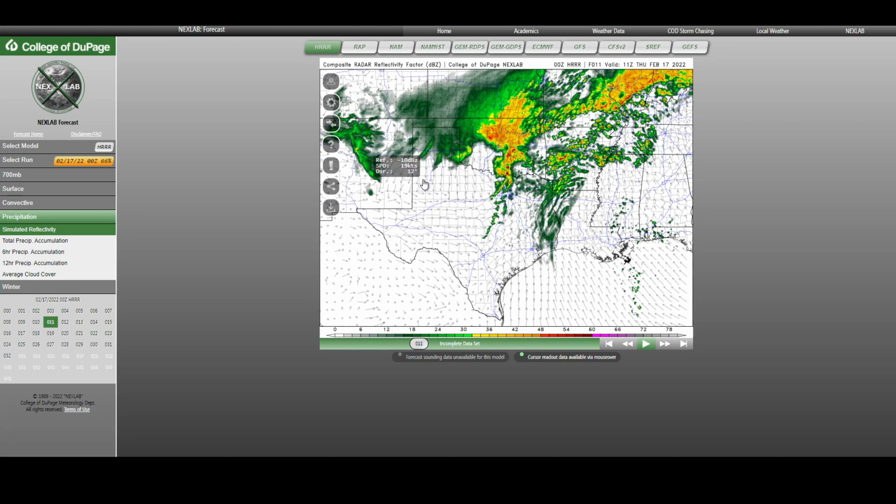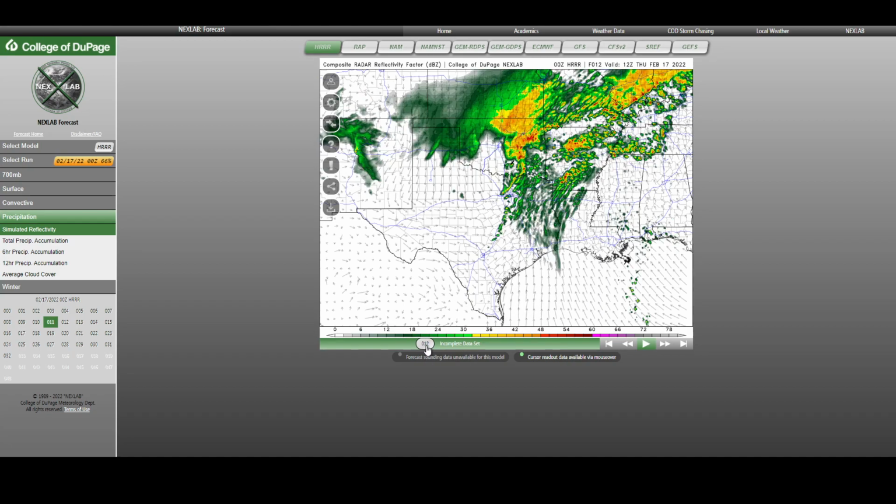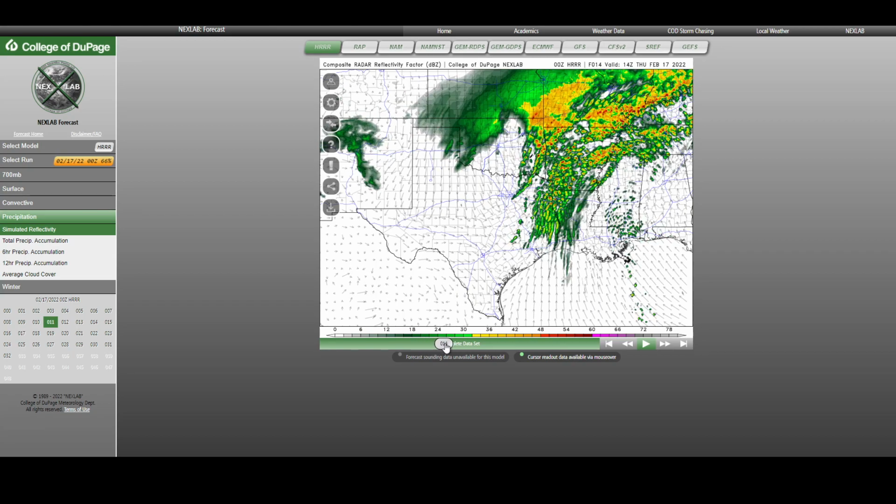Remember, that upper system is going to be tracking across the Texas Panhandle and into northern Oklahoma. So we're a little bit away from the upper dynamics, the upper thermodynamics, and just think of it as the better ingredients are a little farther to the north. So that is, again, 5 a.m. There's 6 a.m. And by that point, that scraggly little line starts to shift on to the east.